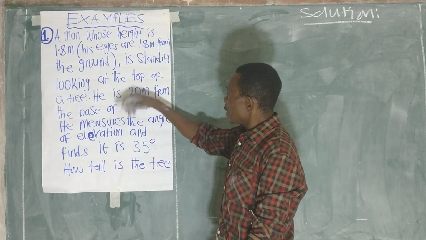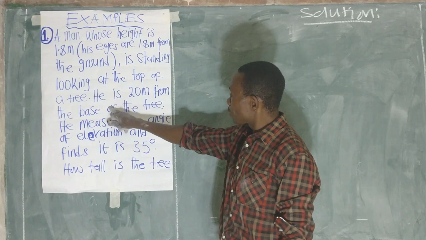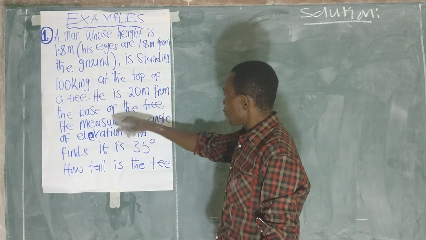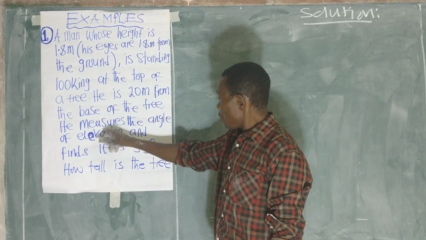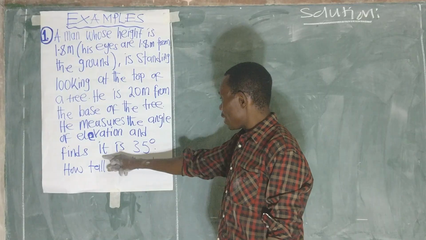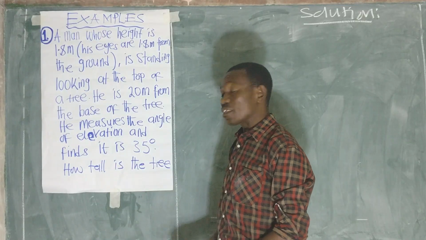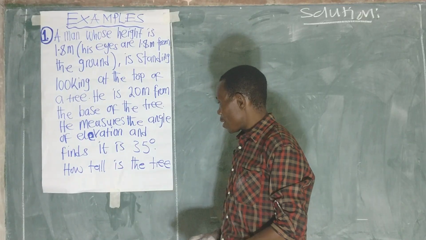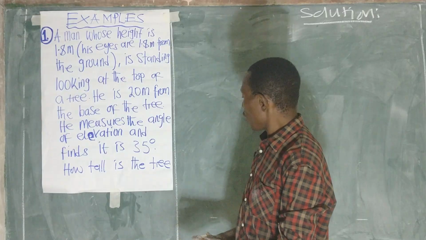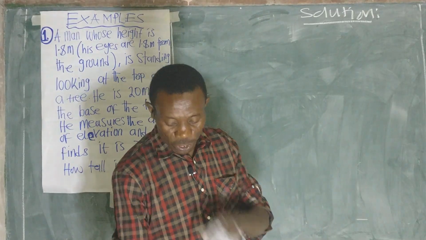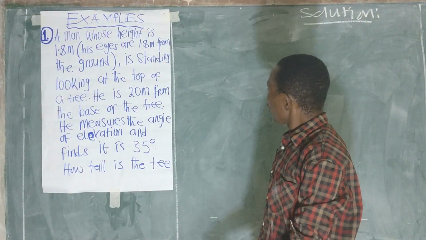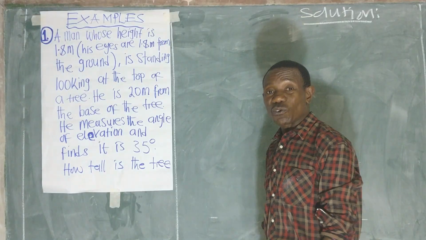So this man is standing, looking at the top of a tree. He is 20 meters from the base of the tree. He measures the angle of elevation and finds it is 35 degrees. They ask, how tall is the tree? So here we're looking at the length of the tree. How tall is the tree?